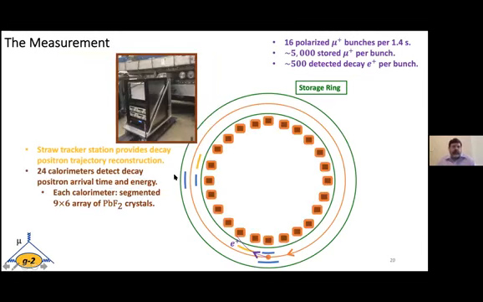And so then to measure the anomalous precession frequency, as I was saying before, we have a decay positron spectrum, but we need to apply an energy cut to get the modulation that we want. And so we do this with calorimeters that then measure the arrival time and energy of positrons that strike the calorimeter. Each of these calorimeters is made out of a segmented array of 9x6 lead fluoride crystals, and there are 24 of them placed uniformly around the inside of the storage ring.